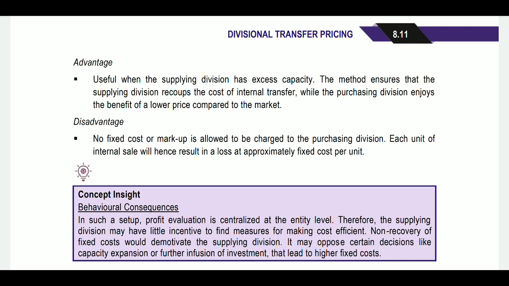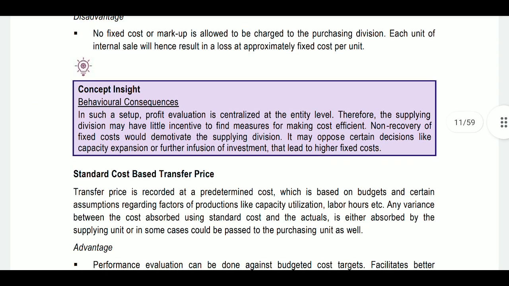And in the marginal cost method, who is purchasing? Because they will not add any cost, the purchasing department will be the beneficiary in the marginal method. Behavior concept. In such a setup, profit evaluation is centralized at the entity level. Therefore, the supplying division may have little incentive to find the most cost efficient way. Here, non-recovery of fixed cost will demotivate the supplying division. It may abort certain decisions like capacity expansion or forward integration.